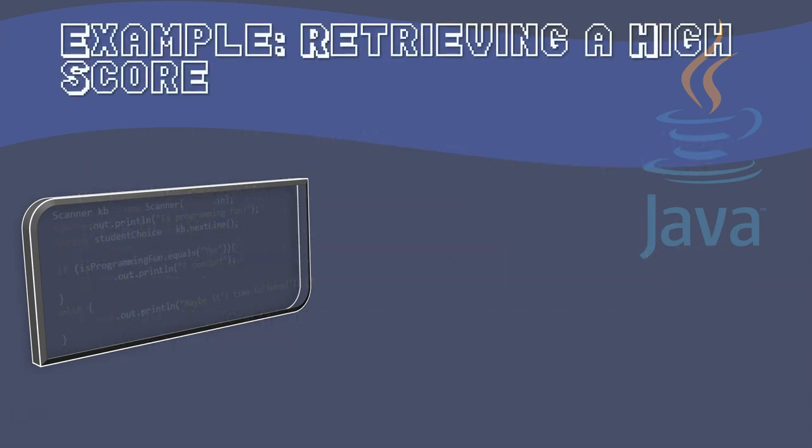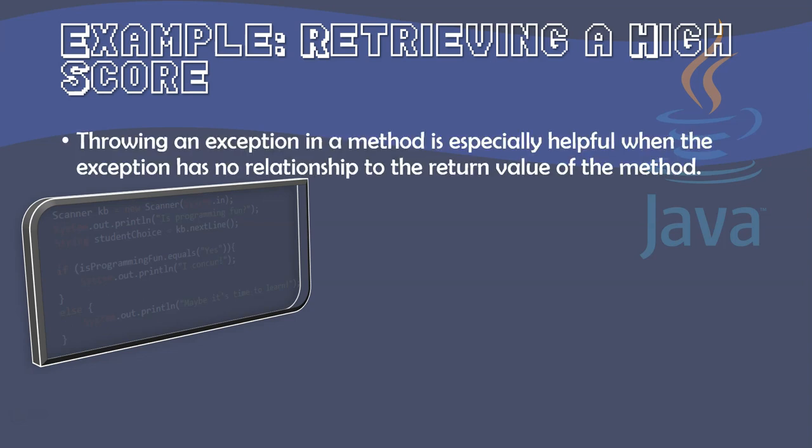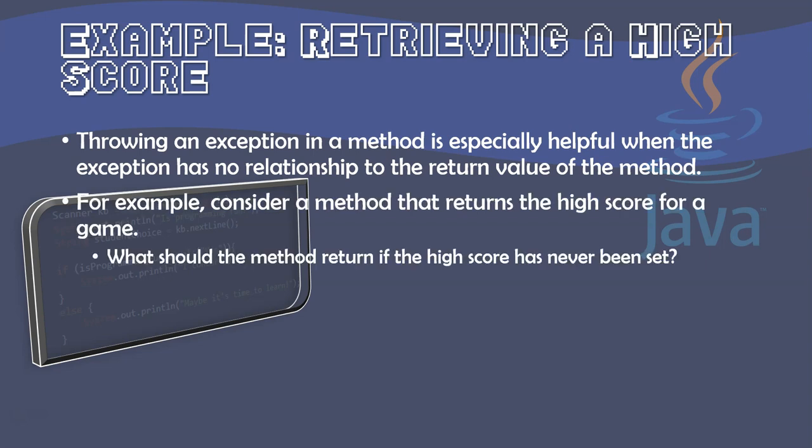So let's look at this through an example. Let's say we want to retrieve a high score. Throwing an exception in a method is especially helpful when the exception has no relationship to the return value of the method. For example, consider a method that would return a high score for a game. What should that method return if the high score, for example, has never been set?